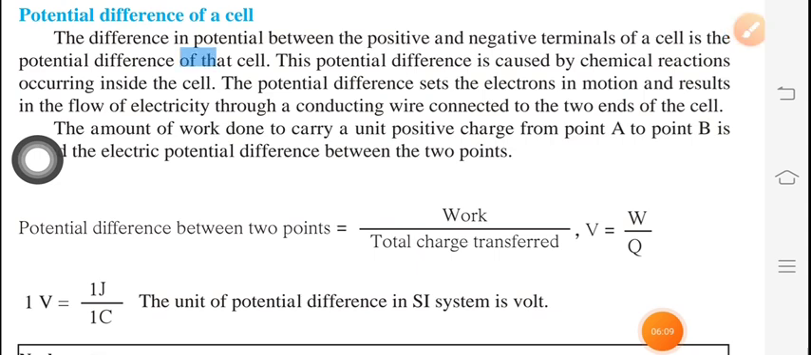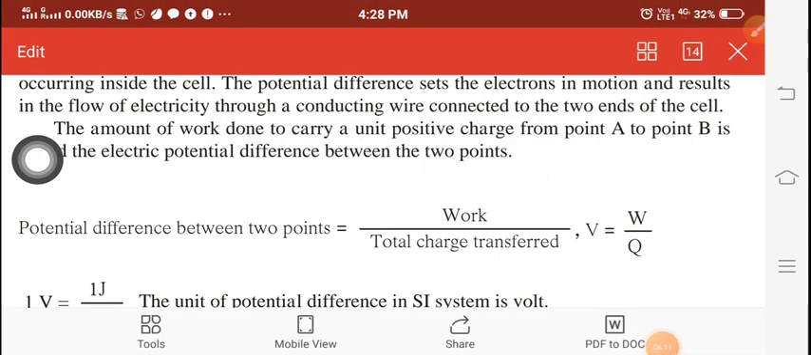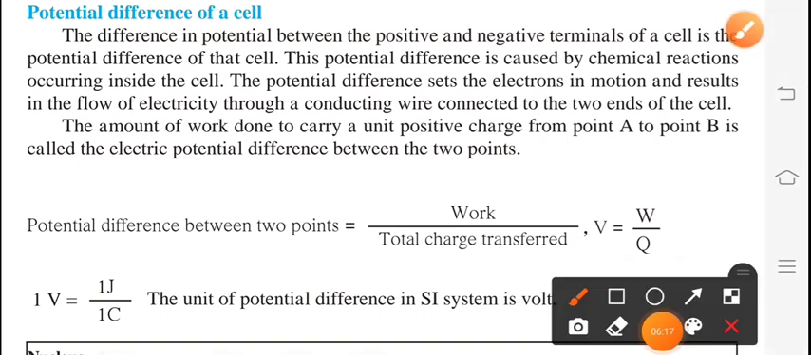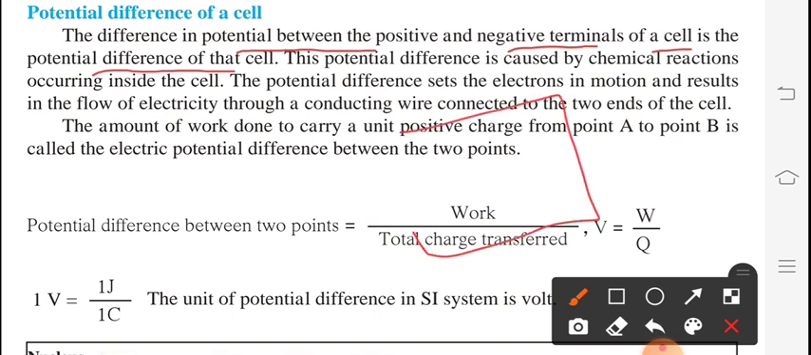The difference in potential between the positive and negative terminals of a cell is the potential difference of that cell. Obviously, in a wire there is a positive connector and a negative connector, and charges flow from positive to negative. This is the direction of current when these charges are flowing from this point to this point.